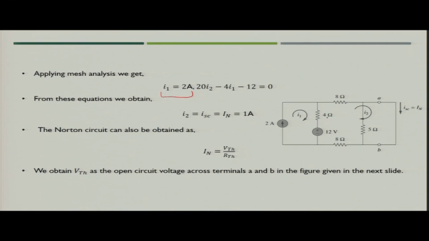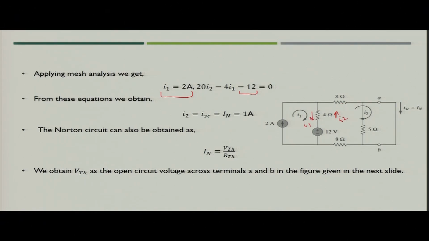Next, you need to find out the value of current I2. So, how will you get I2? You have to simply write the mesh equation for this mesh. What you will get? You will get minus 12, because you are starting from minus to plus, then the 4 ohm resistor has current I2 in this direction and I1 in this direction.